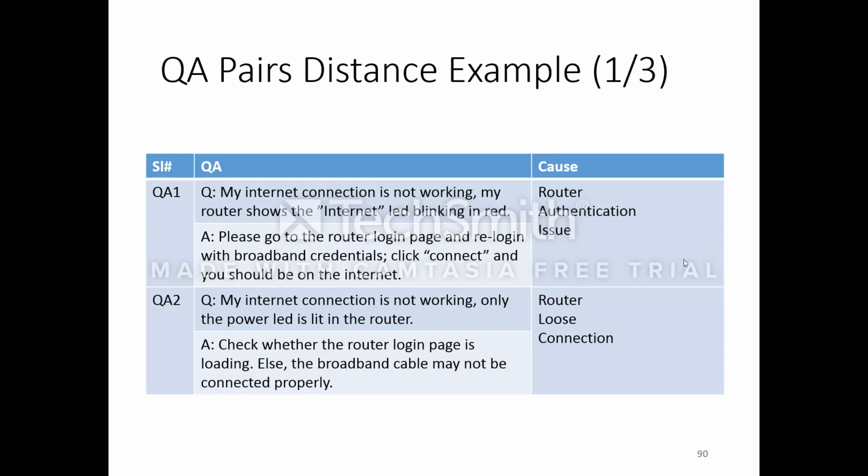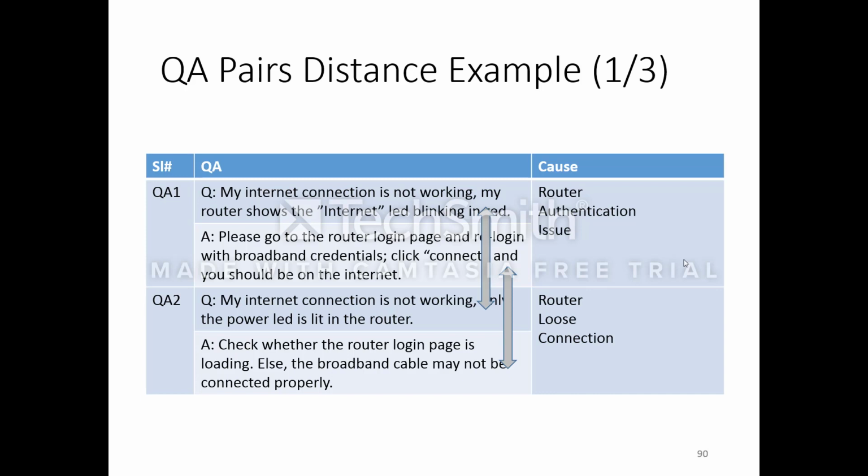Okay, so let's look at an example here. This example shows two QA pairs, QA1 and QA2, which are both related to the internet connection. The questions are not highly similar. The questions are of medium similarity because they talk about internet connection not working and an LED in one case and the internet LED in another case, a power LED in one case, and so on and so forth. So it's of medium similarity.